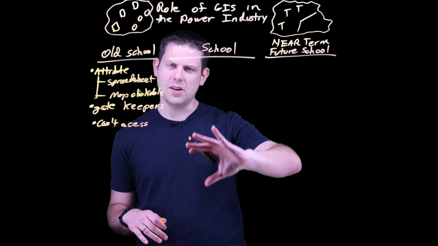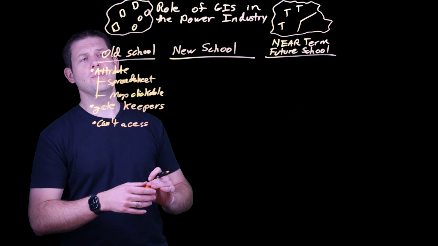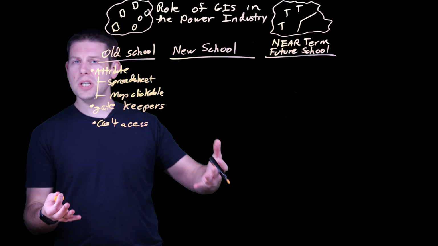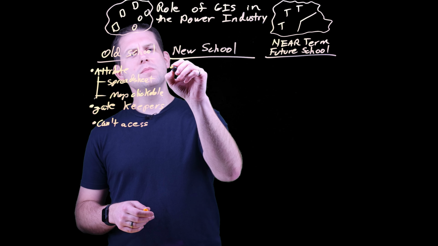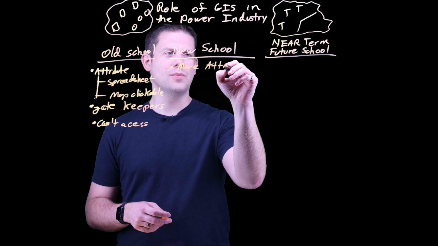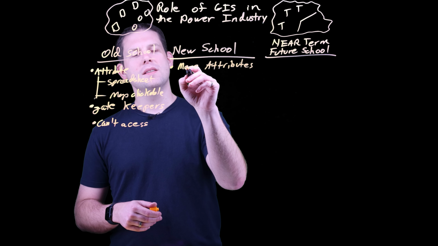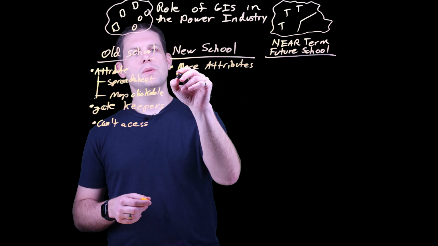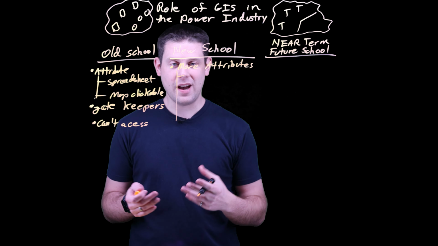And then let's look at new school. This is actually kind of how we strive to design our GIS solution called PowerView, and it is more than just attributes. So a lot more than just attributes where you click and kind of see it in some properties menu. And I want to go through several examples of how it's more.